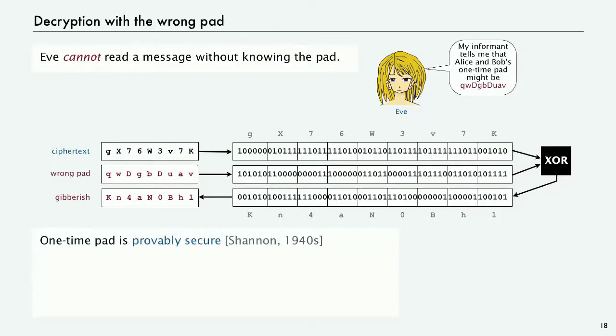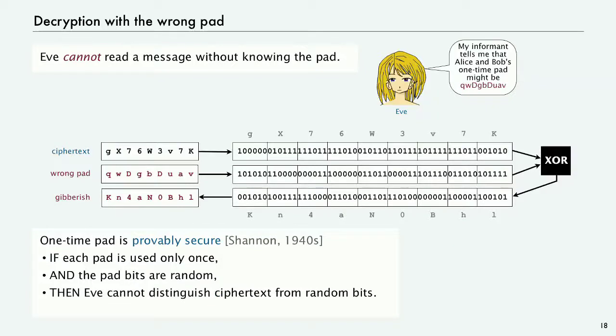In fact, that's provably secure, and that's a result due to Shannon, and he's father of information theory and many other contributions we'll talk about later. If each pad is used only once and the pad bits are random, then there's no way that Eve can know. She can't tell the difference between the ciphertext and random bits. And that's a very important and profound result that's at the basis of this kind of cryptography.